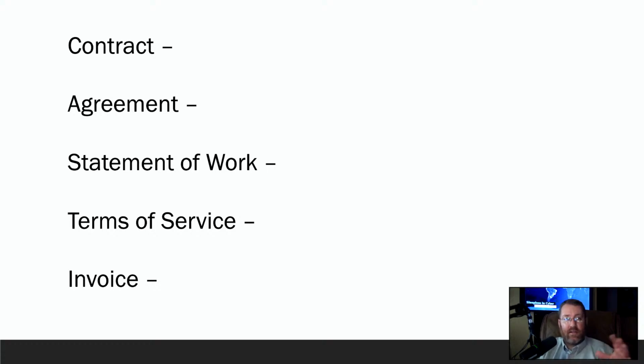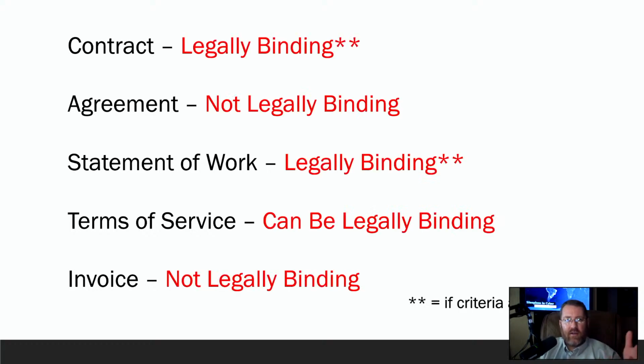You're going to see a lot of these terms out there, and a lot of people mix them up. They use them interchangeably. They're not really interchangeable. We've got contract, we've got agreement, we have statement of work, we have terms of service, and we have invoice.